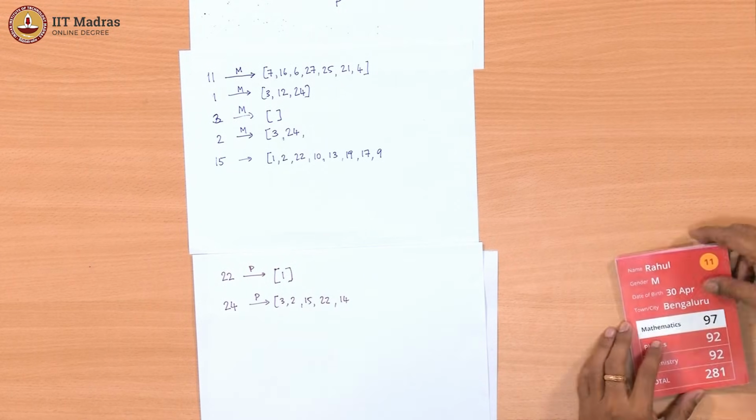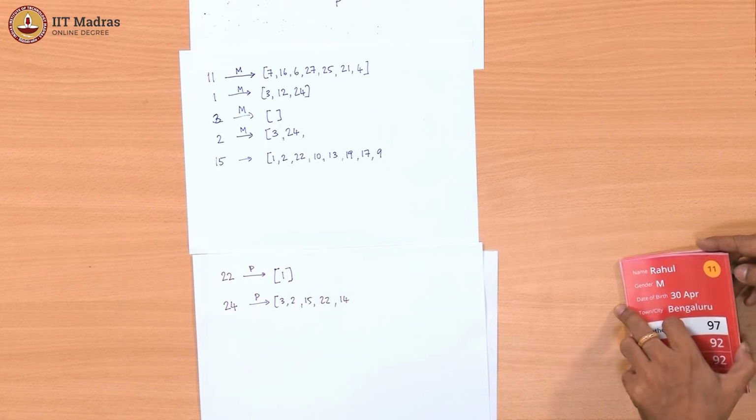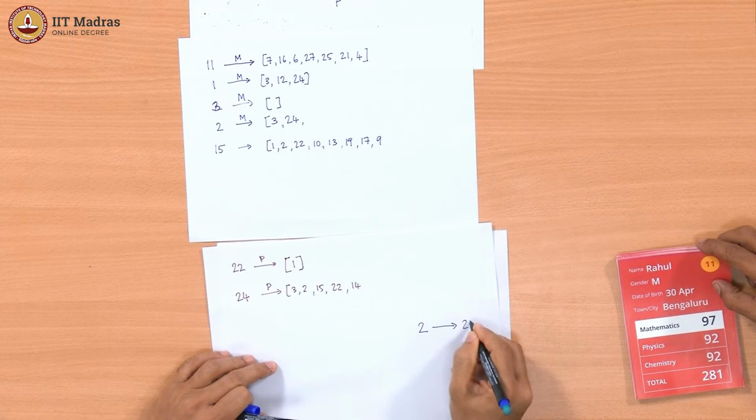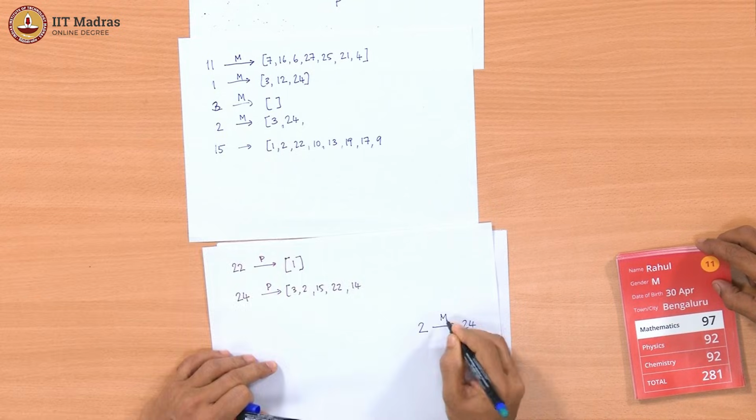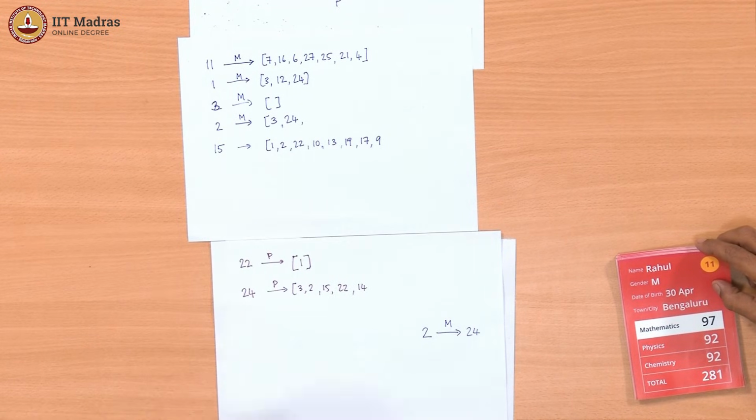We're done. I'm just trying to see whether there's any pair forming. So here, for instance, we have a pair, right? 2 is 24, 24 is 2. So 2 can mentor 24 in maths, and 24 can mentor 2 in physics.